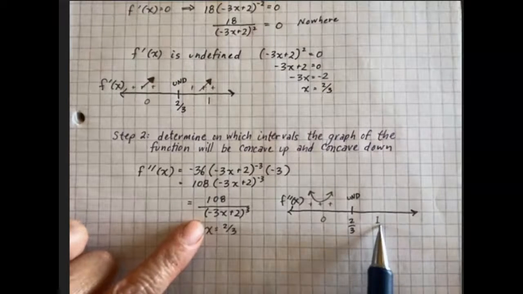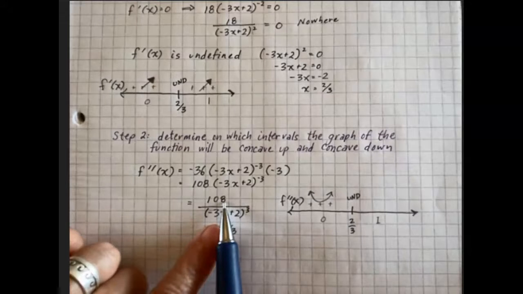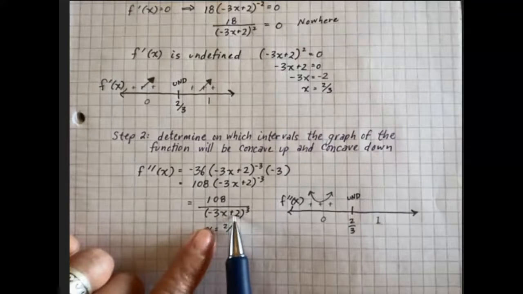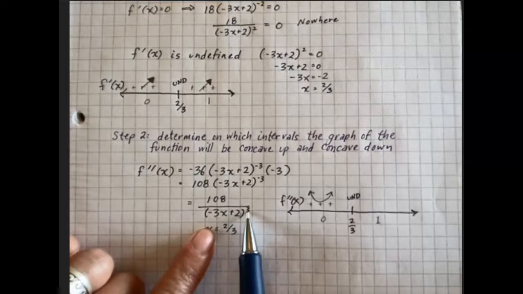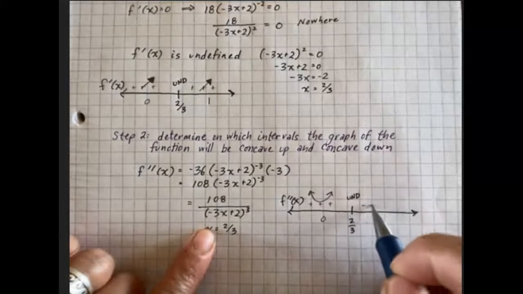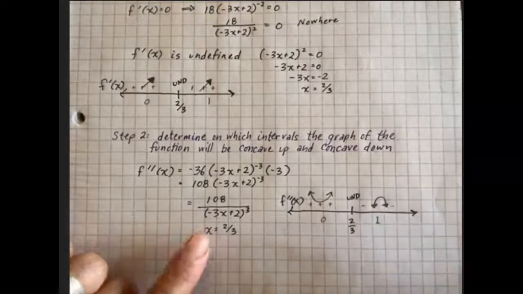I think we're going to have, let's see, when we plug in 1 to the second derivative, we have a positive in the numerator, of course. 1 times negative 3 is negative 3, plus 2 is negative 1. Cubed is still negative, because you cube a negative and you get a negative. So we have a positive over a negative, which is a negative, which means that from 2/3 to infinity, our function is concave down.